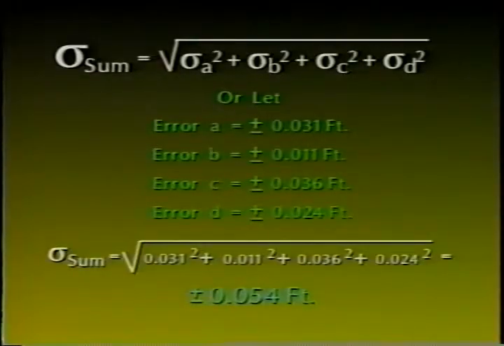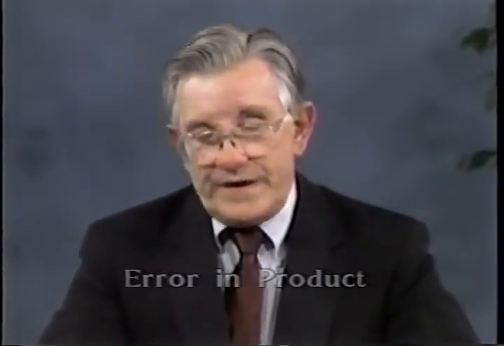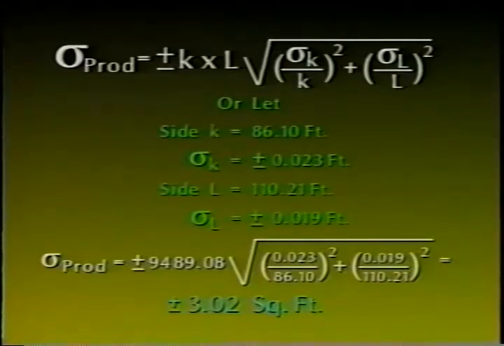A line has been measured in 4 segments, each segment under different conditions, yielding a different standard error for each segment. In this graphic, the estimated standard error for the sum of the measurements is determined to be plus or minus 0.054 feet. Next to be considered is the error developed in multiplication of measurements, such as for determining areas. This graphic illustrates the determination of expected error in a calculated product. The completed calculation states the product has a standard error of plus or minus 3.02 square feet.